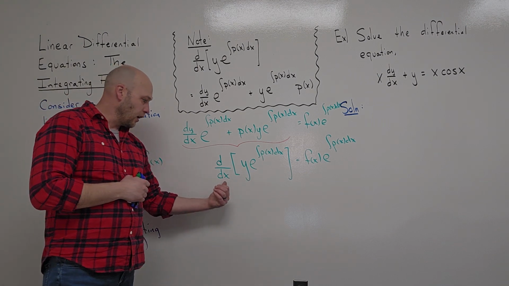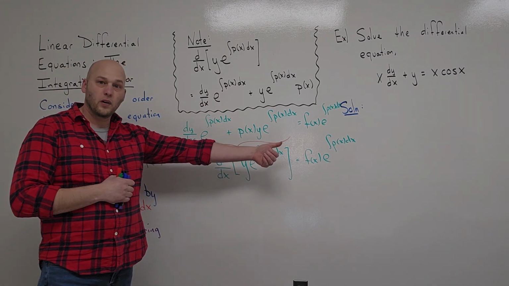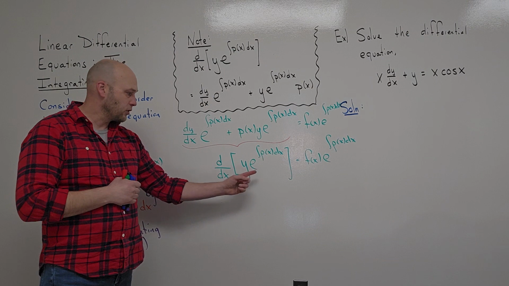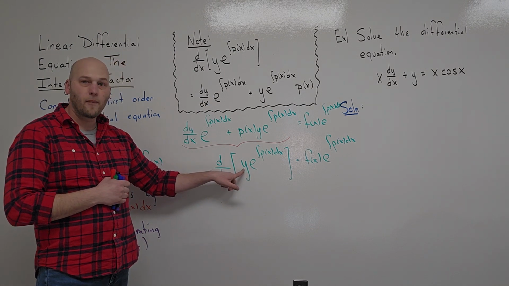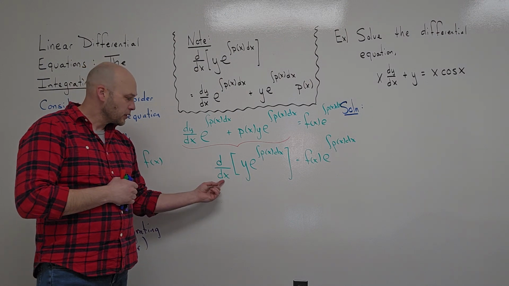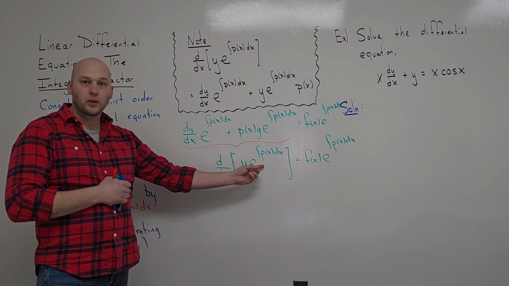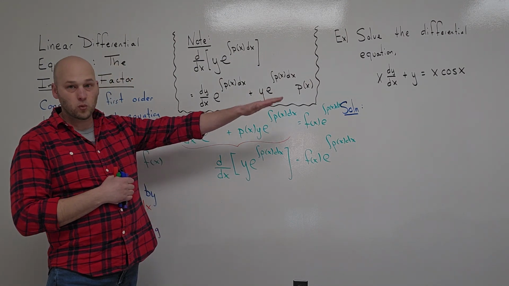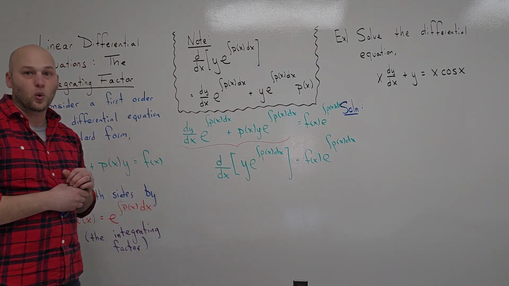From here, I can undo this by taking the antiderivative of the other side, and then I just divide by this to isolate y. In other words, to isolate y, I have to get rid of two things, this operation and this factor. So let's walk through an example and see how this works.